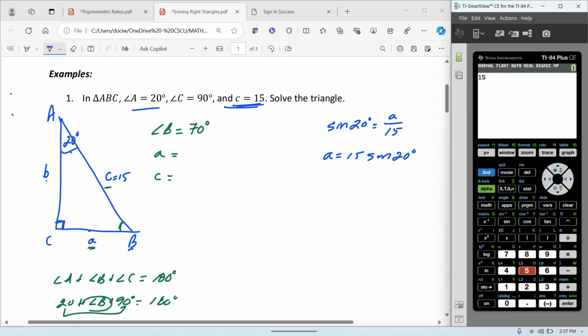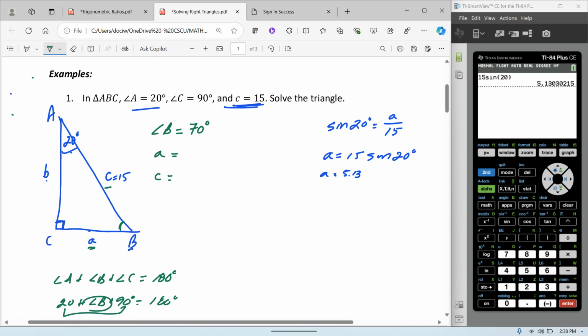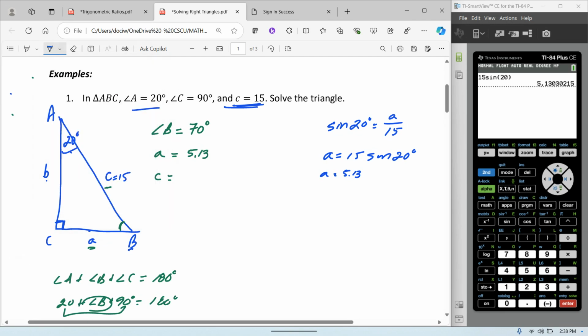Now 15 times the sine of 20 degrees. Press enter, and we know that A is equal to approximately 5.13. Depending on the course you're in, who your teacher, professor, instructor is, they might say to go to different measurements. I like to measure sides to 2 decimal places, so I'm going to call that 5.13.